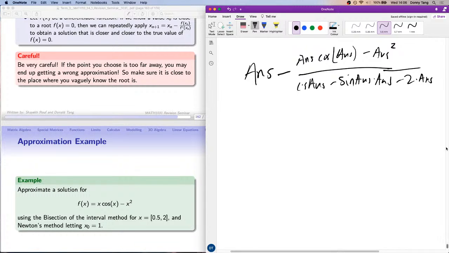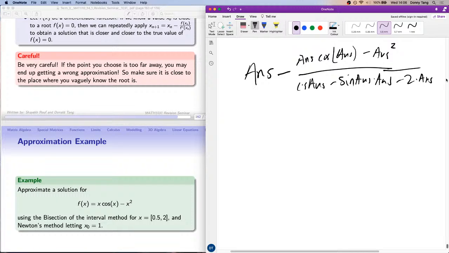Then we go in the calculator and plug everything in. So answer minus answer times cosine of answer minus answer squared. Hopefully my differentiation was right. Then cosine answer minus sine answer times answer minus 2 times answer.